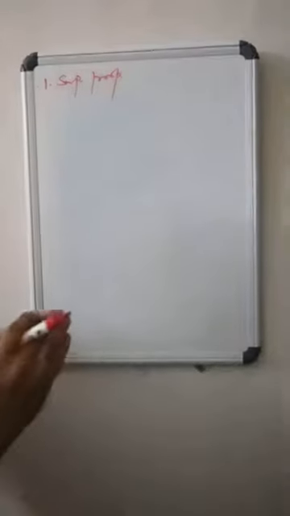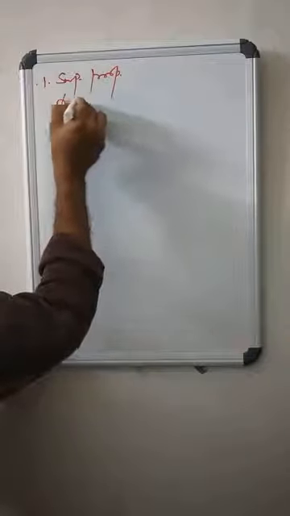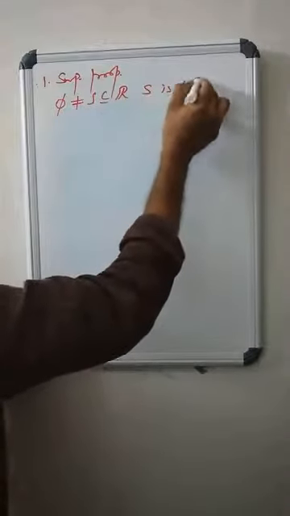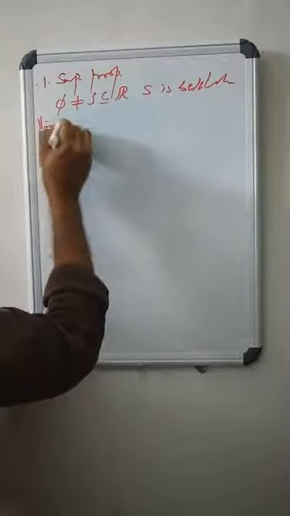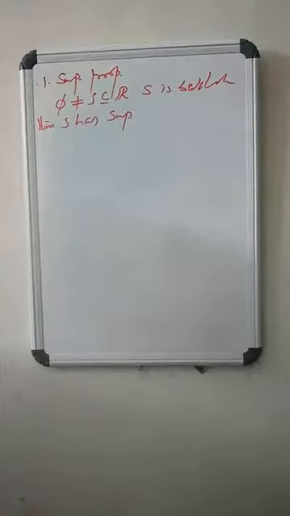Supremum property means: let S be a non-empty subset of the set of reals which is bounded above, then it has a supremum. The supremum property states that every non-empty set of real numbers which is bounded above has its supremum. Let S be a non-empty subset of the set of reals. If S is bounded above, then S has a supremum. This is the supremum property.